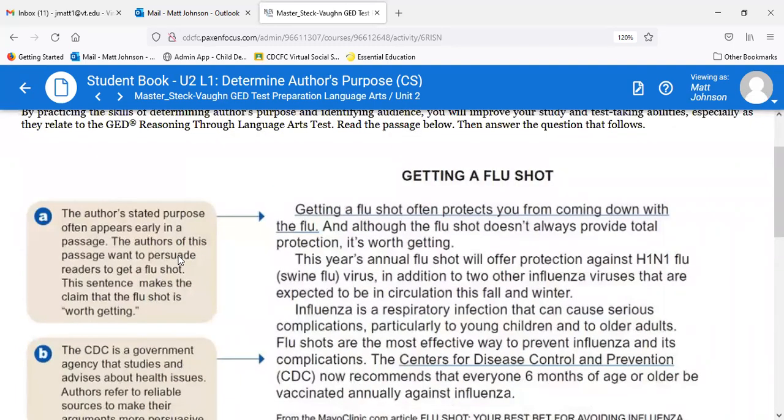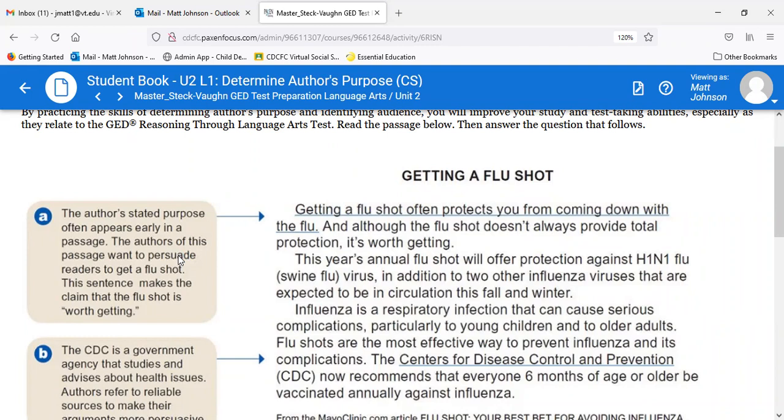So right away, we look at this paragraph 1. Although the flu shot doesn't always provide total protection, it's worth getting. So this sounds like they're trying to convince us, right? Persuade us about something. This year's annual flu shot will offer protection against H1N1 flu, which is the swine flu virus, in addition to 2 other influenza viruses that are expected to be in circulation this fall and winter.